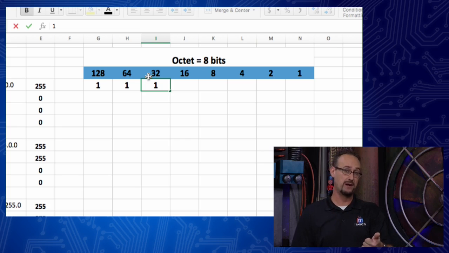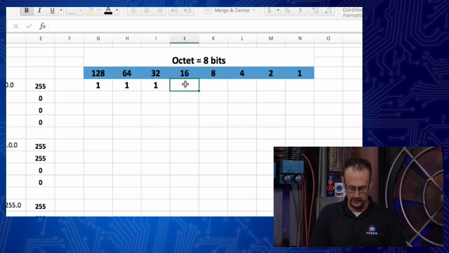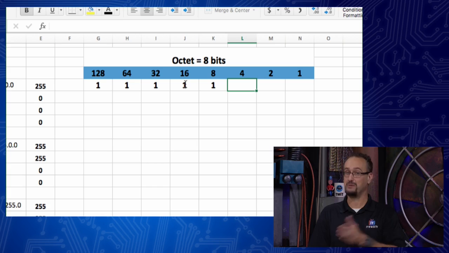Now, 31 is my remainder, and I'm looking at the 16 place value. I can subtract 16 from 31, right? So we'll put a binary 1 there, and we'll move to the next place value. Now, if I take 31 and I subtract 16, I should have a remainder of 15, right? So we move to the next place value, and guess what? I can subtract 8 from 15, so that is a binary 1 as well. We take our remainder of 7, and we move to the next place value, right? And I can subtract 4 from 7, so that becomes a binary 1.